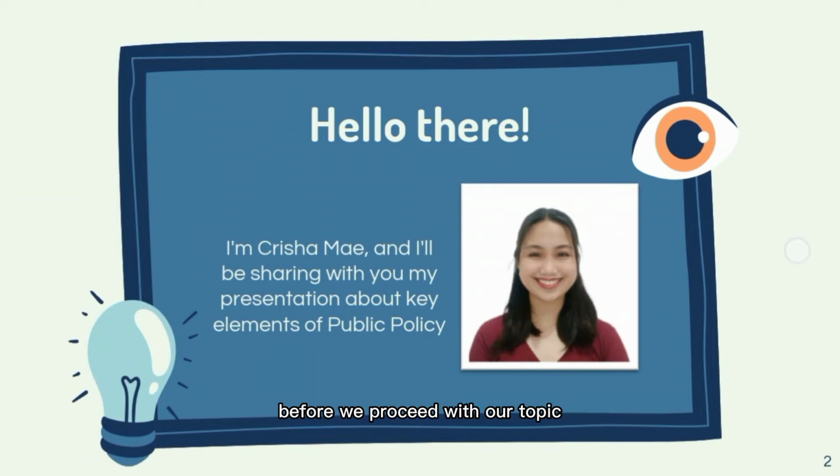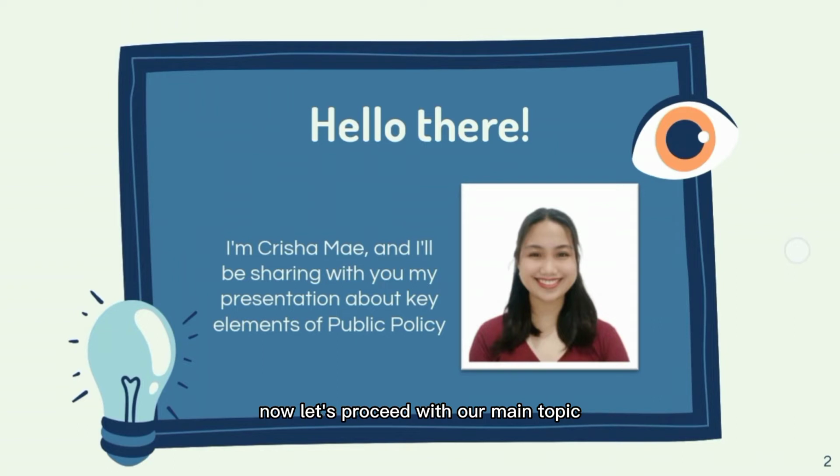Before we proceed with our topic, let's have a short recap of what is public policy. Public policy is a system of laws, regulatory measures, courses of actions, and funding priorities concerning a given topic promulgated by a governmental entity or its representatives. So basically, public policy is a set of laws, guidelines, and actions decided and taken by the government in order to work in favor of the public.